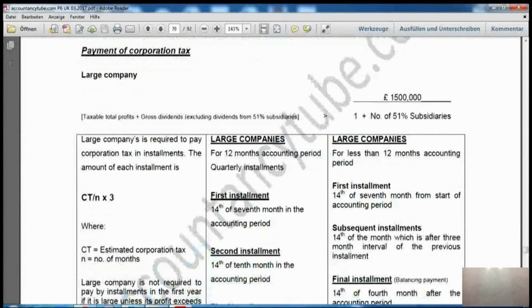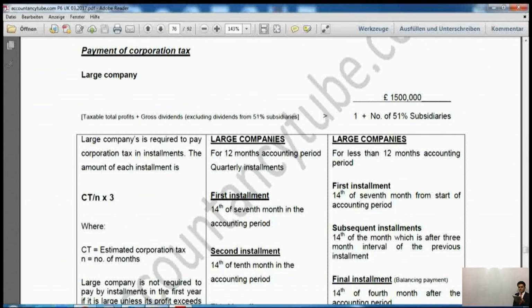Now, payment of corporation tax. It depends on how to pay the corporation tax, if it is a large company or a small company. Now, how can we calculate if it is a large company or small company? There is a formula to do that. How can we do it?